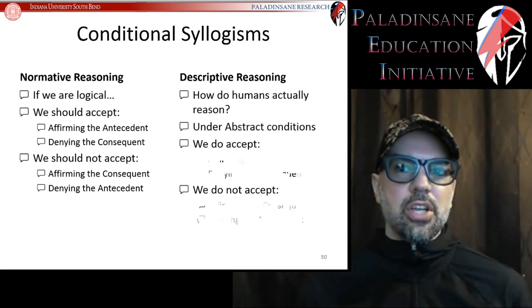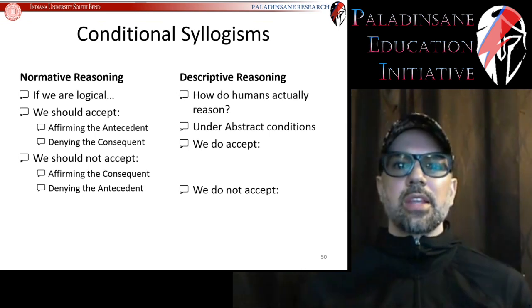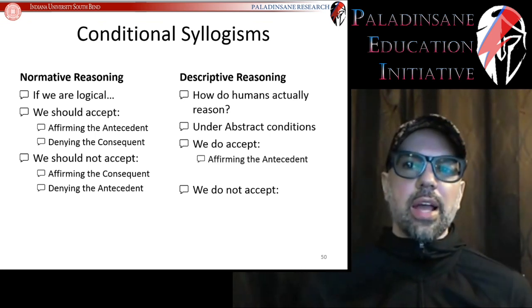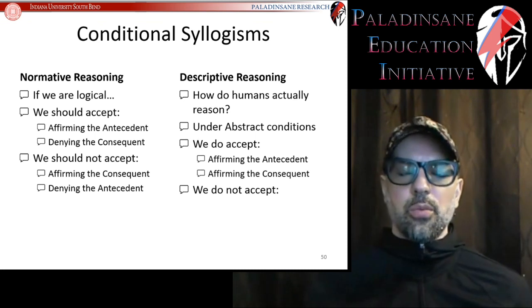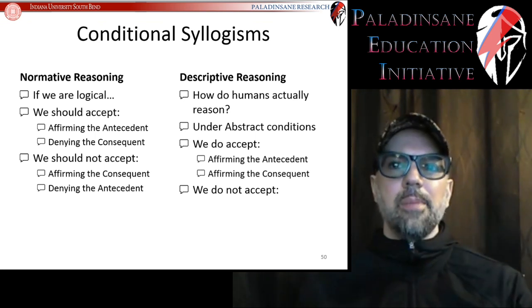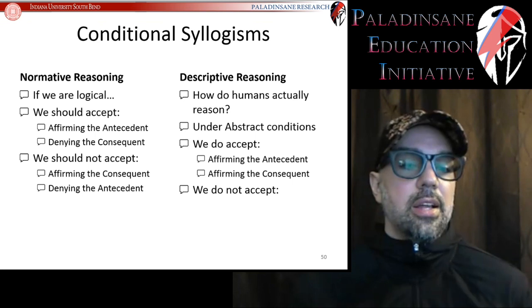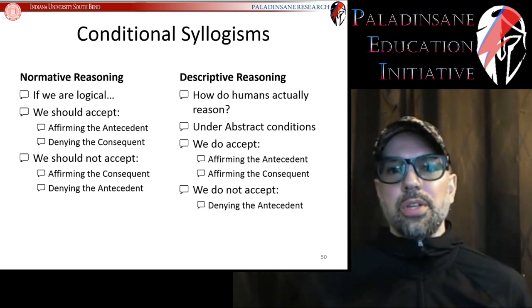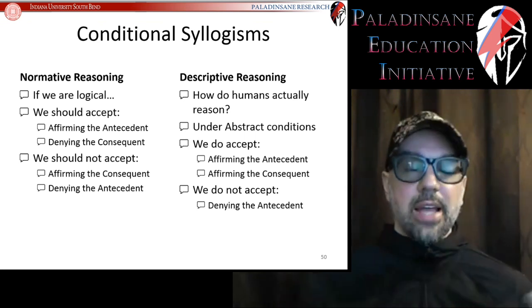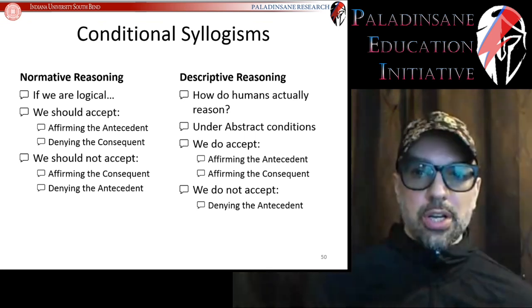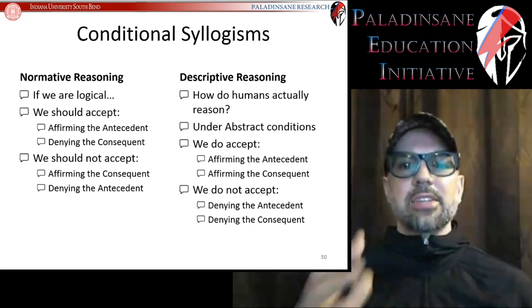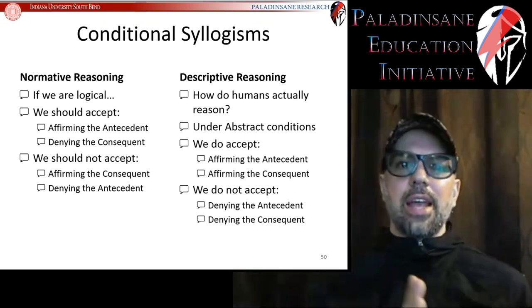Put us in abstract conditions and our human minds fail. So we will accept affirming the antecedent, but we will incorrectly accept affirming the consequent. We'll look at that cue card and flip it over looking for P, not realizing that it tells us nothing. What do we not accept? We don't accept denying the antecedent. That's right. That's an invalid argument. We shouldn't. However, we also don't accept denying the consequent, and that's the big difference between descriptive reasoning and normative reasoning for conditional syllogisms.